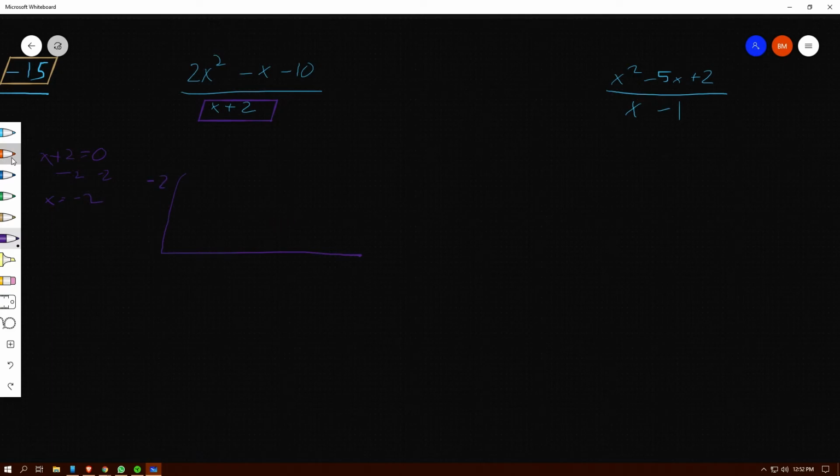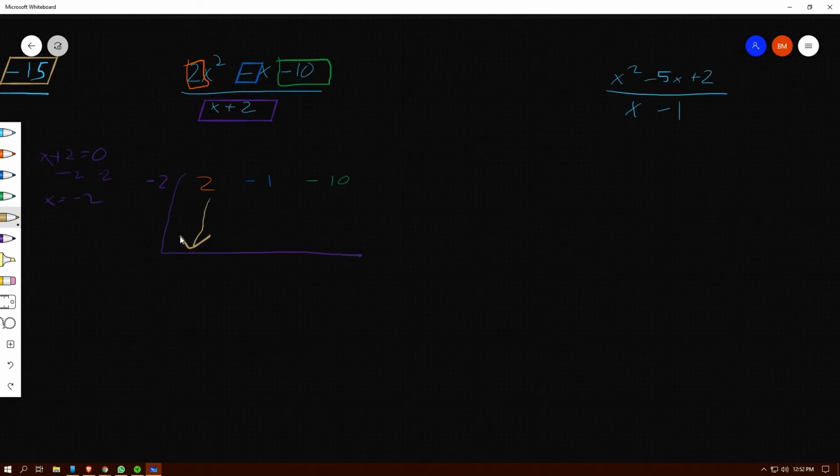That's my divisor. I'm then going to identify my coefficients of everything inside. So I have a positive 2 first. And then I'm going to have a negative 1. It's just a negative x, but again, if there's no number written down, it's got to be a 1. And then we have a negative 10. So I've identified all my terms that go in there.